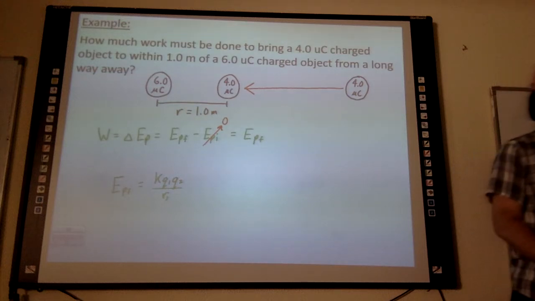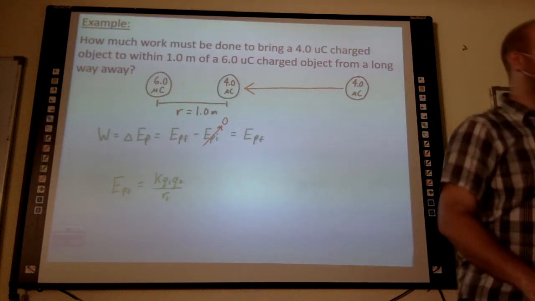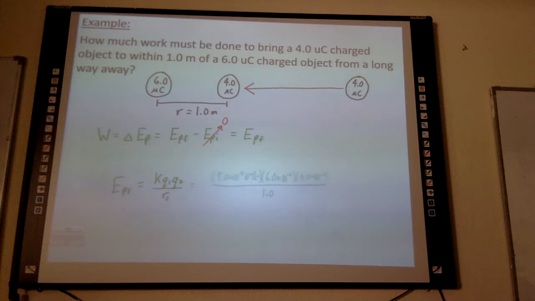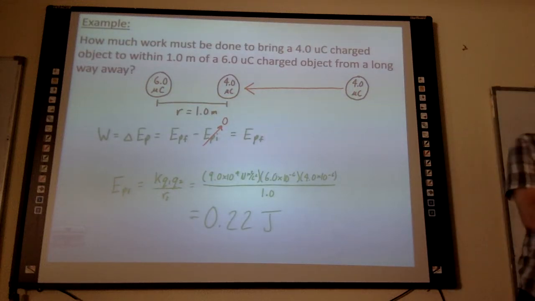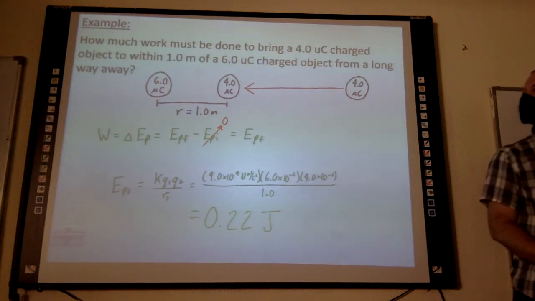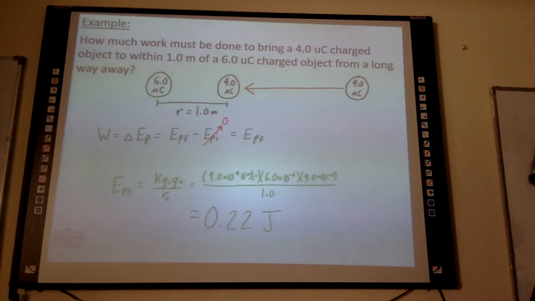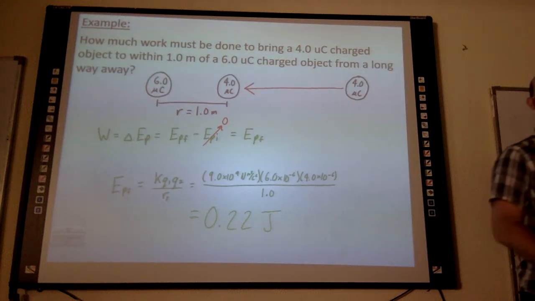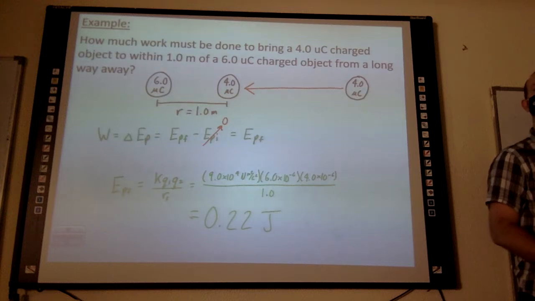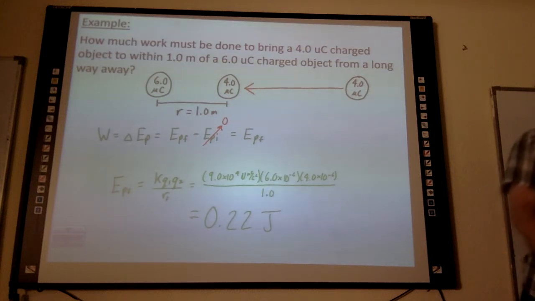So we've got work is just equal to our final potential energy. We have our equation with the final distance between them. You've got your numbers, plug them in, you get 0.22 joules. So not too bad. I'll wait there for a sec for those of you doing the notes. 4 marks.